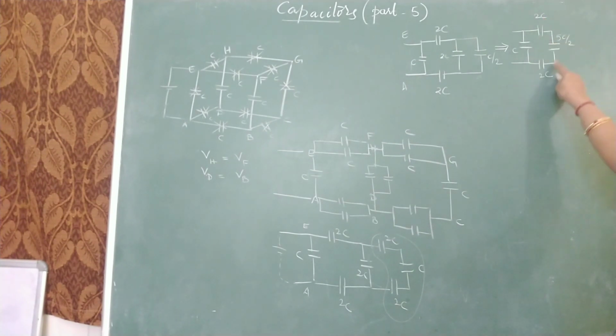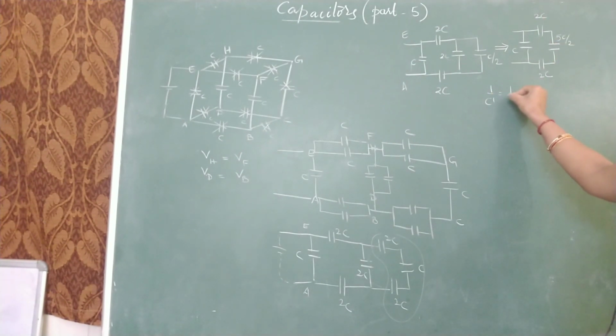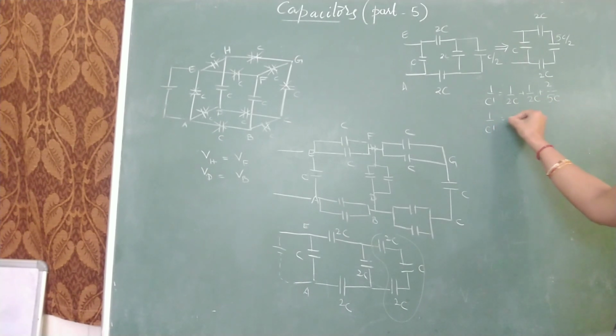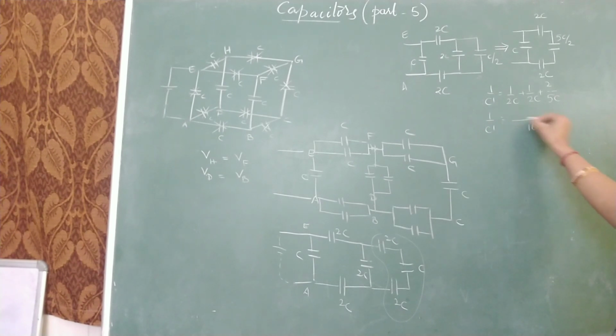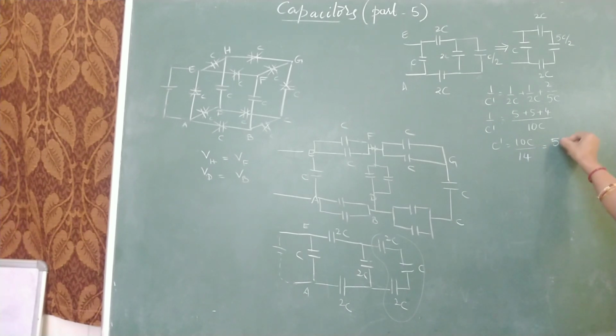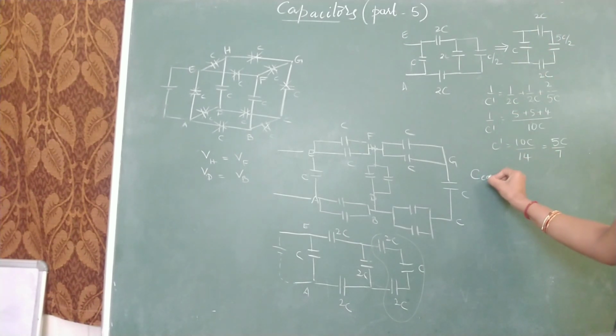5C by 2, 2C and 2C in series, I will write it as 1 by C dash is 1 by 2C plus 1 by 2C plus 1 by 5C by 2. So 1 by C dash would be, take LCM, 10C, 5 plus 5 plus 4. So C dash is 10C by 14, nothing but 5C by 7. And finally, this combination is in parallel with C. So what will be your C equivalent? 5C by 7 plus C. Your answer will be 12C divided by 7.